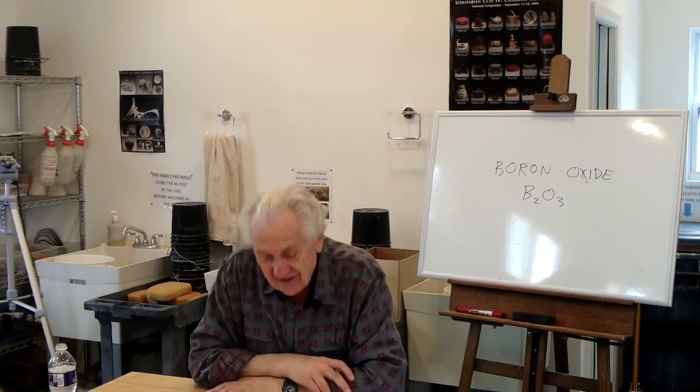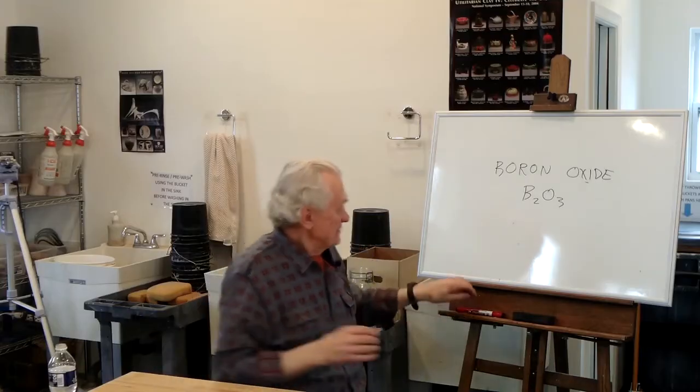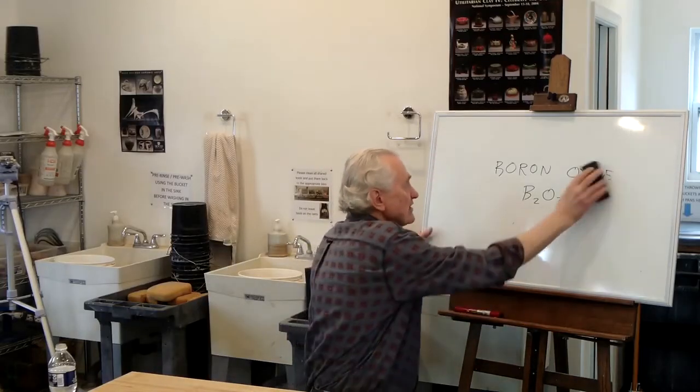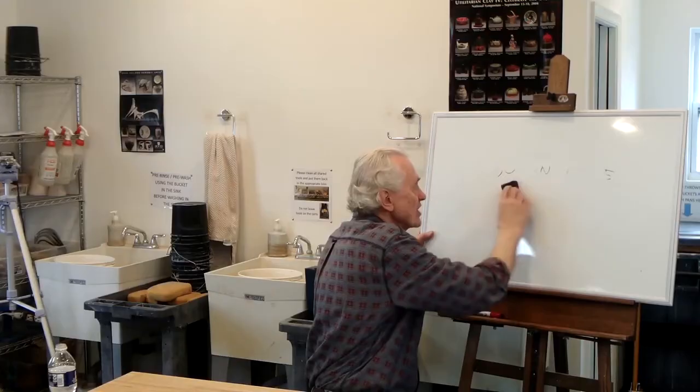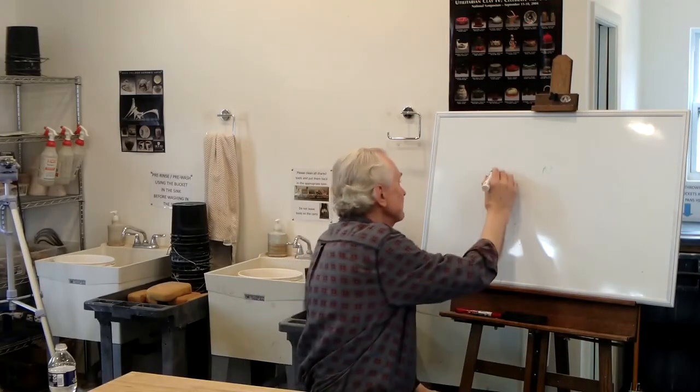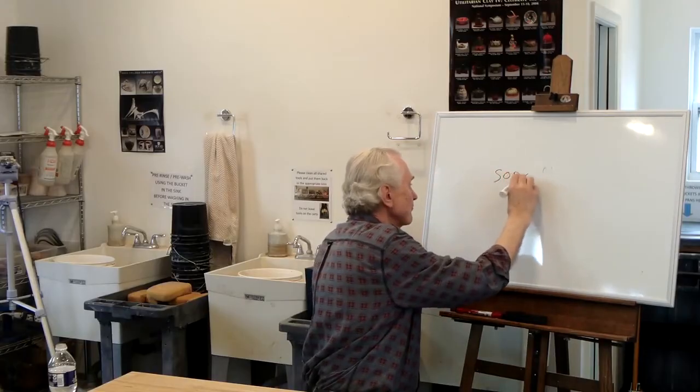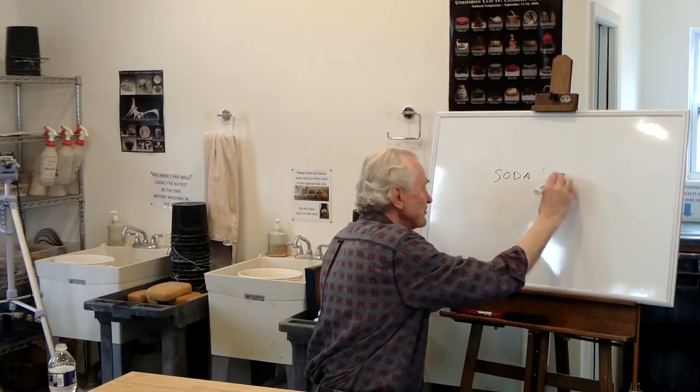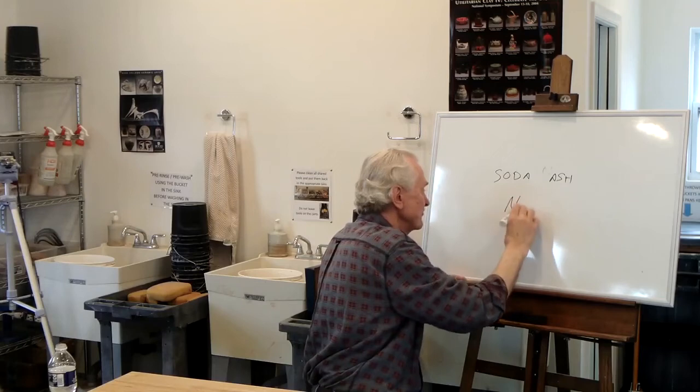Soda ash. This is basically sodium carbonate. This is also called washing soda, and you can buy it in a grocery store. Soda ash. It's called washing soda. Chemically, it's sodium carbonate.